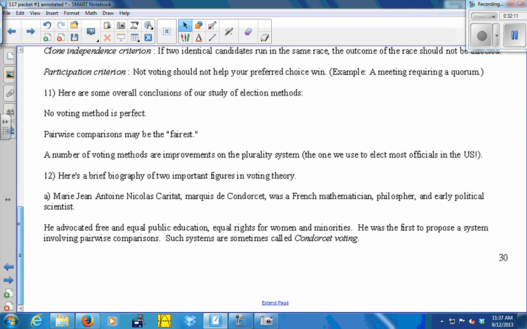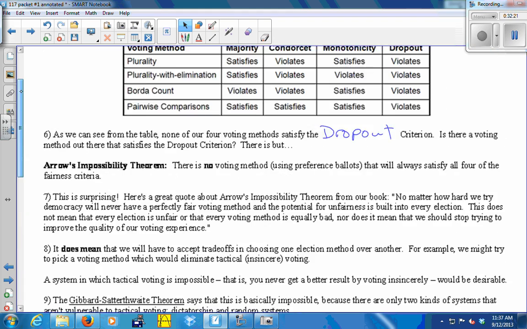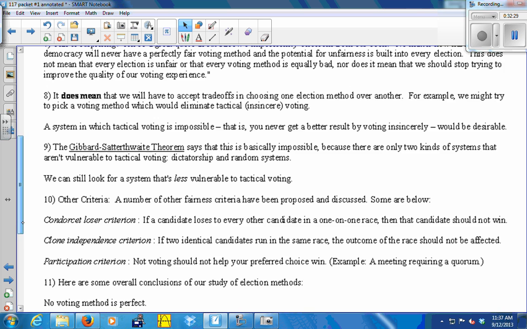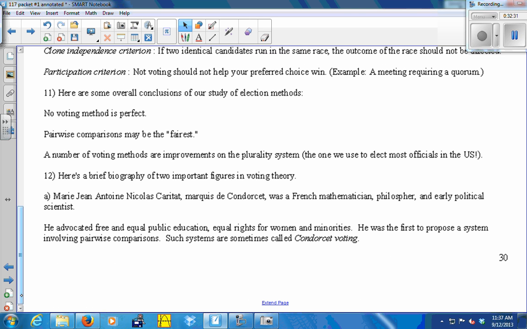So here are a few overall conclusions from our study of elections. No voting method is perfect. Pairwise comparisons may be the fairest. If you look up at our table here, pairwise comparison satisfies 3 of the 4 criterion that we studied. There are other criterion, so it's hard to say that it's the fairest, but in what we've studied, it may be the fairest.